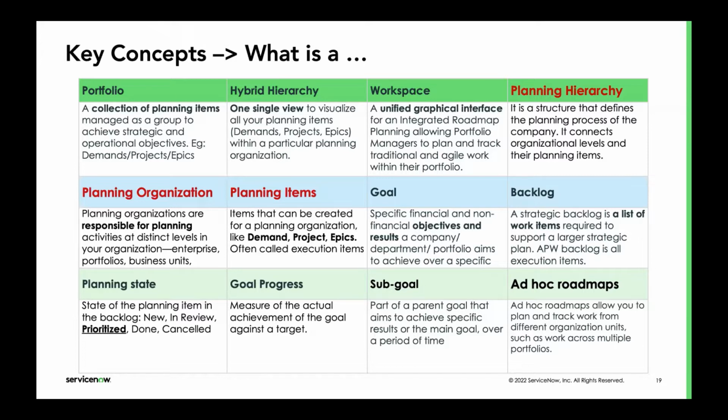And then planning items I want to call up, because that effectively is the work that's being pulled in from the execution items. So it's pulling in the agile stories, or I'm sorry, epics. It's pulling in demands and projects. It's pulling in data from those records, and they call them planning items. It's an integration, and they create a planning item, and that's what's used for APW, right? And there's many more things. We'll cover goals later. There's ad hoc, there's workspace, et cetera, right?